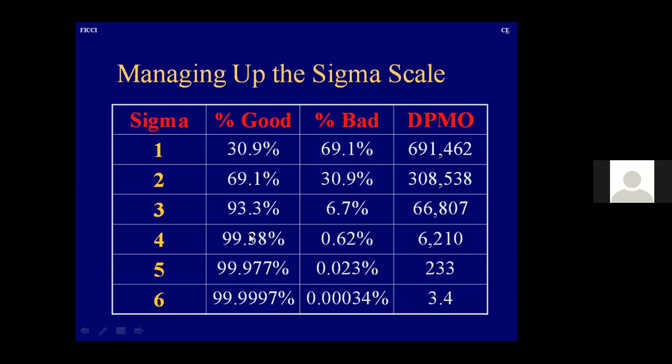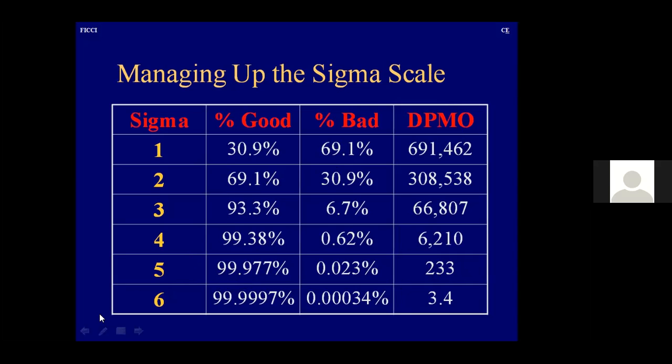And from 3 sigma, when we are able to reach 4 sigma level, our percentage improves again considerably. It's almost 99.38, which to a layman looks almost 100%. And in 10 lakh, 6,000 items may be getting rejected. So at 5 sigma level, it's 99.97. Again, it looks wonderful. Rejects are 233 out of 10 lakh.